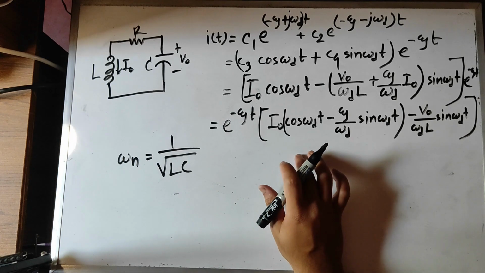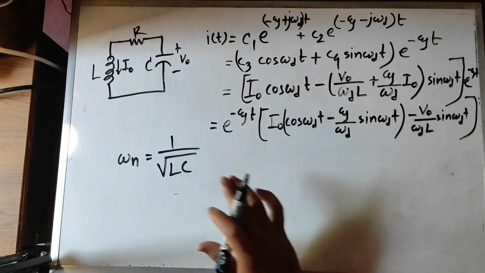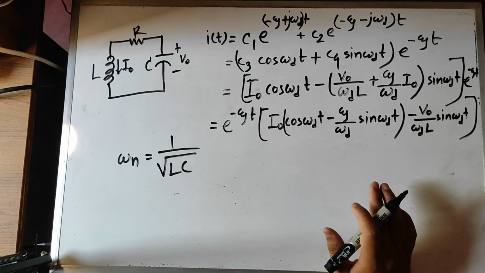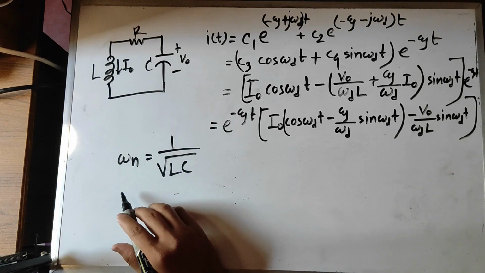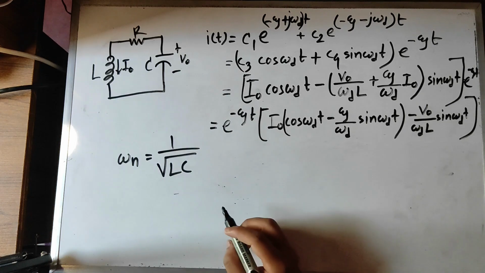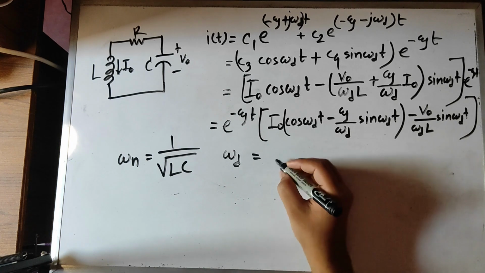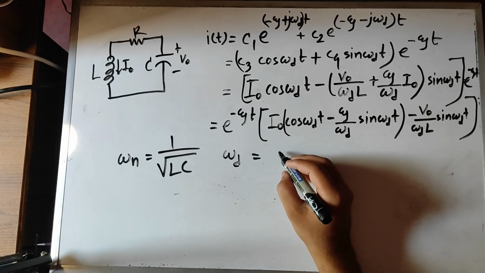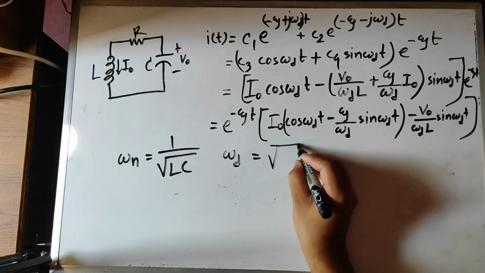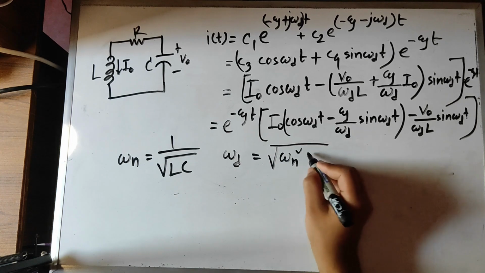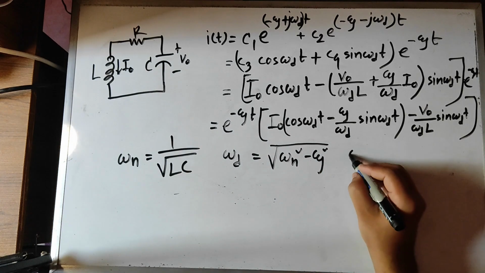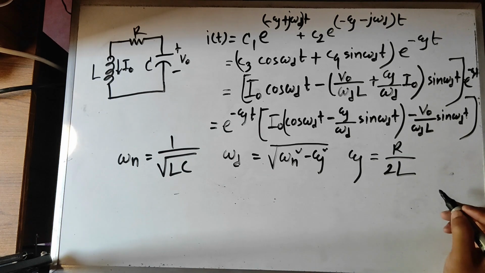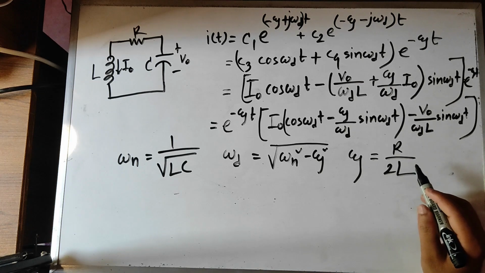This is the answer, the current response for the series source-free RLC circuit, considering all the initial conditions. Where omega_n is the natural undamped frequency, 1 by root LC, omega_d is the damped frequency, which is root over omega_n squared minus zeta squared, and zeta equals R by 2L. Zeta is the damping coefficient or damping factor.